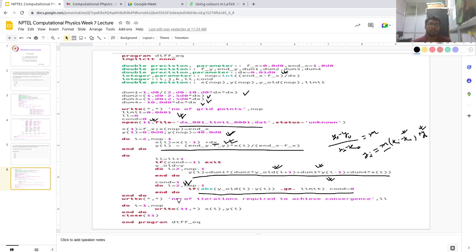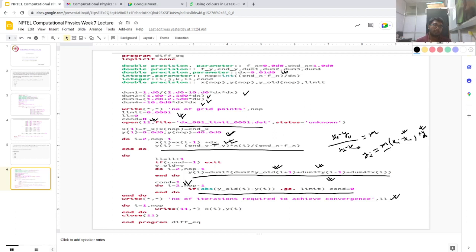Then it will write the number of iterations required to achieve convergence as LL, which is just adding one by one. Finally, you can write the value of x and y in a file. Then we have to end the program.